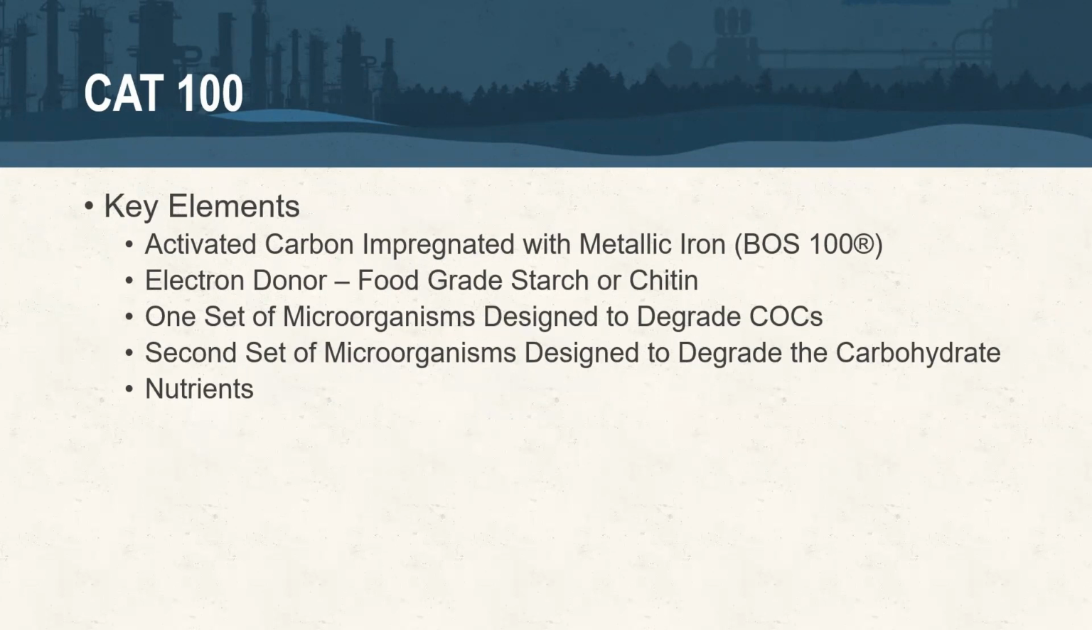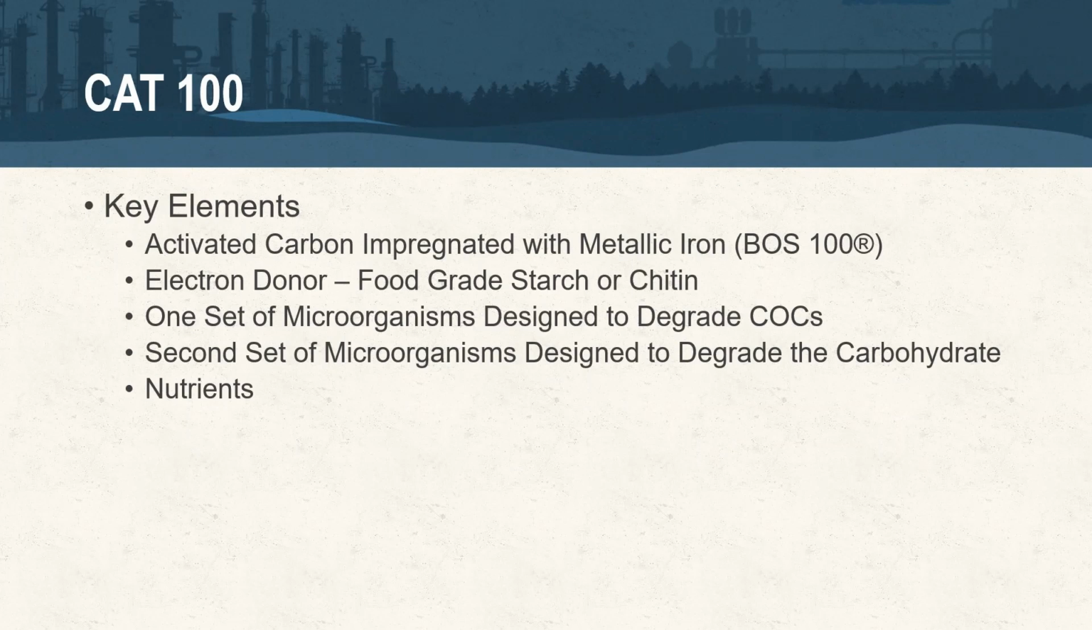So the core for CAT 100 that Derek had mentioned is BOS 100. That's the activated carbon that's impregnated with the iron. By itself it gives you very similar chemistry to zero valent iron. It's important to note that it's not a mixture of just carbon and iron.